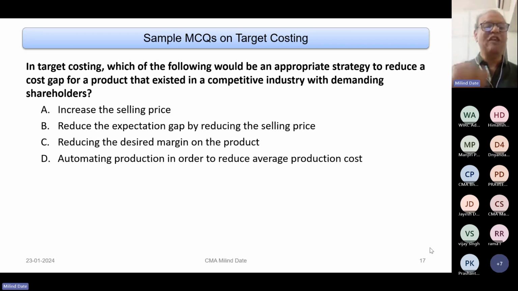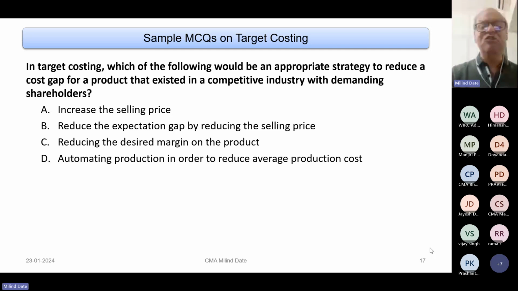So there are 4 strategies listed. First is increase selling price. Can you increase selling price in a highly competitive industry? Shareholders will love it because that will boost their profit. But can you increase the selling price in a competitive industry? Second statement, reduce the expectation gap by reducing selling price. So first said, increase the selling price. Second says, okay, you reduce selling price, but tell the customers that you won't get all the features with that reduced price. Is that possible in a competitive industry?